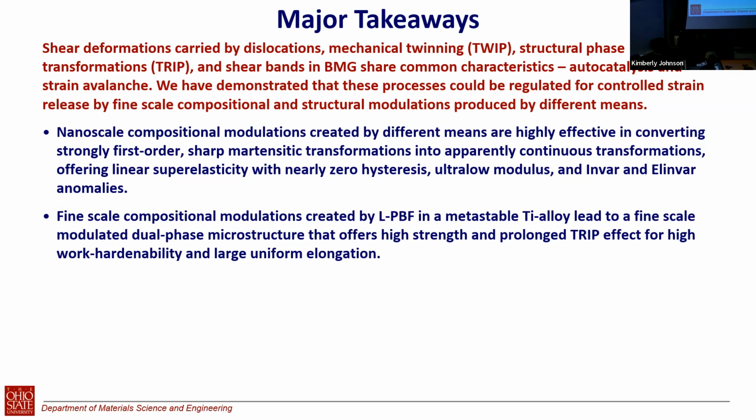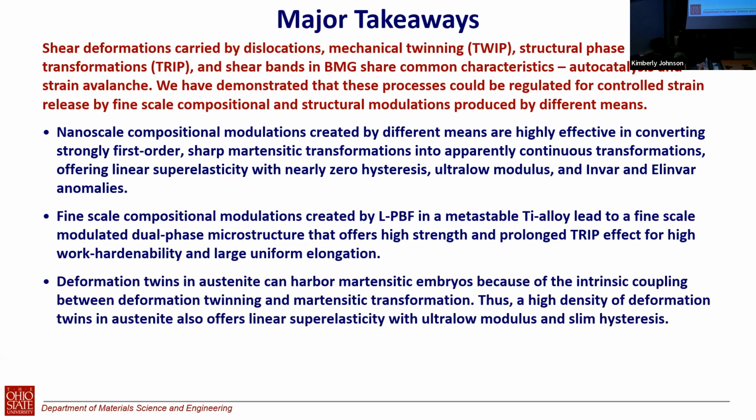Then you can also utilize concentration modulation produced by the laser-based powder bed fusion process. I showed you one example. You can create a very fine scale dual-phase microstructure with a strong TRIP effect, giving you large uniform elongation. And I showed you the intrinsic coupling between deformation twin and martensitic transformation. I call it the extended twin boundary structure, which already has the DNA of martensite in it. When you apply load, they are ready to go. That's the other one, which also gives you linear superelastic behavior of the material.